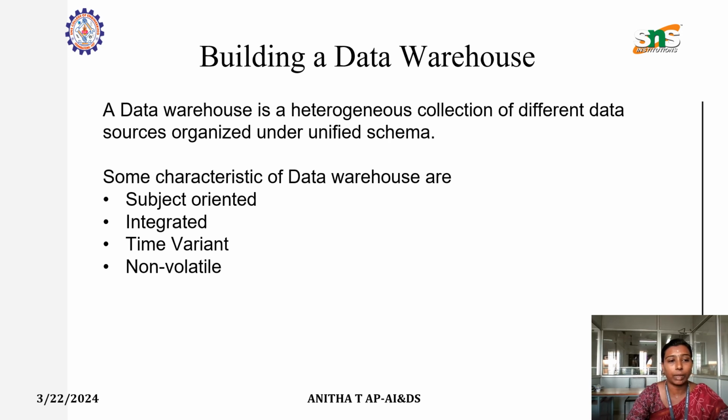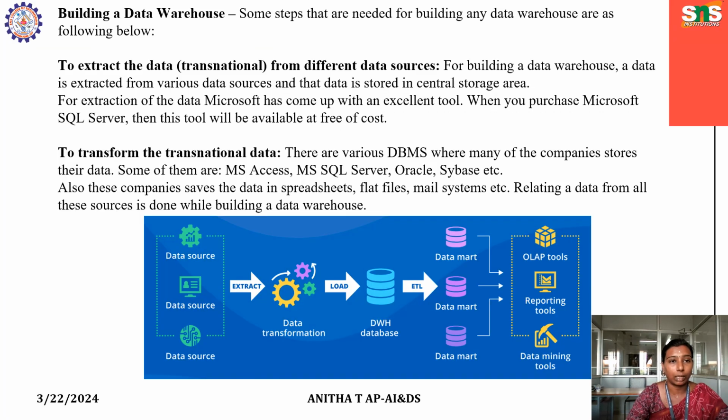Some characteristics of a data warehouse are that it is subject-oriented, integrated, time-variant, and non-volatile. Some steps are needed for building any data warehouse, as follows. First, extract and translate the data from different data sources. For building a data warehouse, data is extracted from various data sources and then stored in a central storage area called a repository. For extraction of the data, Microsoft has come up with excellent tools. When you purchase Microsoft SQL Server, these tools are available free of cost.